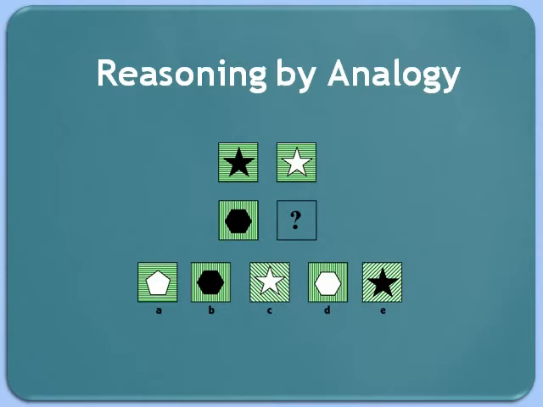of objects that comprise a matrix. The child must recognize how objects within the columns and rows change as one moves across or down the matrix. In this example, the black star changes into a white star when it moves across the row. By applying the same logic to the second row, we recognize that the black hexagon must change into a white hexagon. Therefore, the correct answer is D.